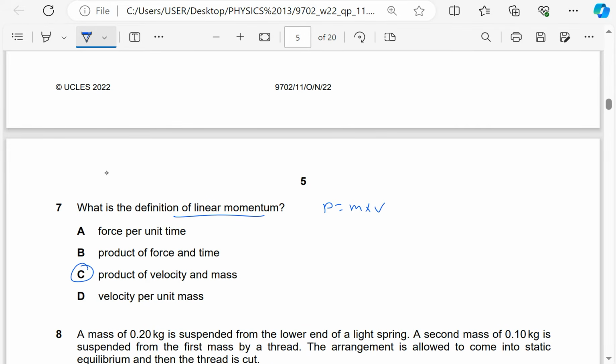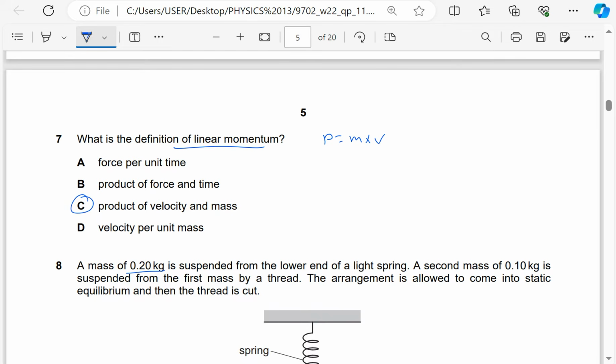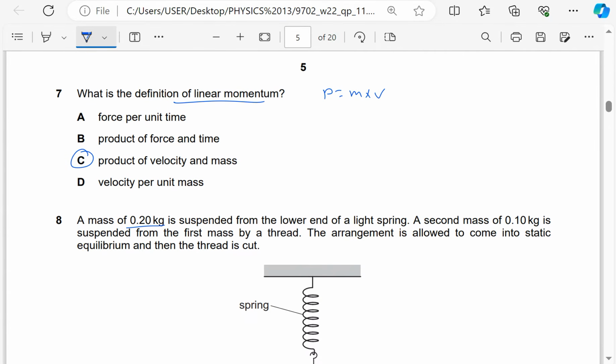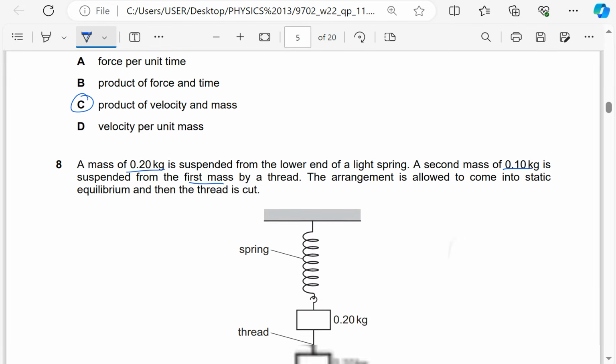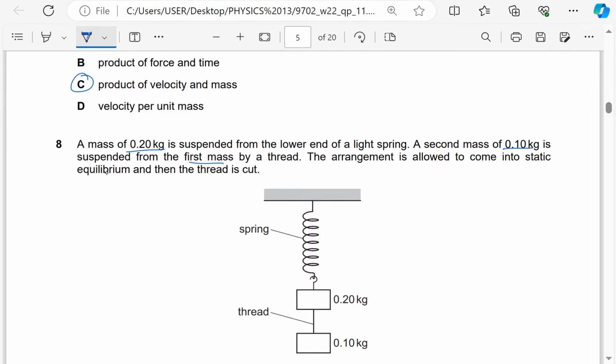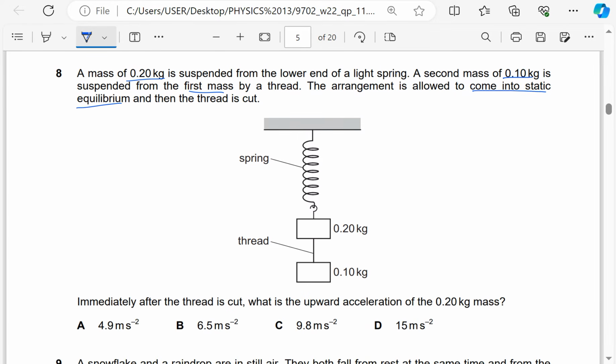A mass of 0.2 kilograms is suspended from the lower end of a light spring. A second mass of 0.1 kilogram is suspended from the first mass by a thread. The arrangement is allowed to come into static equilibrium. Of course, when it is in static equilibrium, it means the resultant force or the resultant tension in the spring is going to be the sum of the two weights.